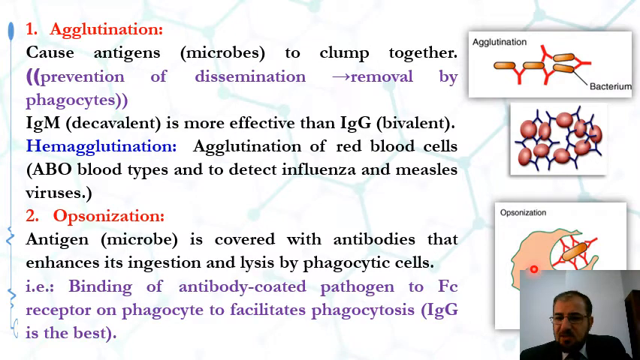are attached to the phagocytic cell by their Fc portion, allowing the phagocytic cell to phagocytize this antigen, this microbe, easily. So binding of antibody-coated pathogen to Fc receptor on phagocyte is to facilitate phagocytosis. It allows the phagocytic cell to engulf the pathogen easily.